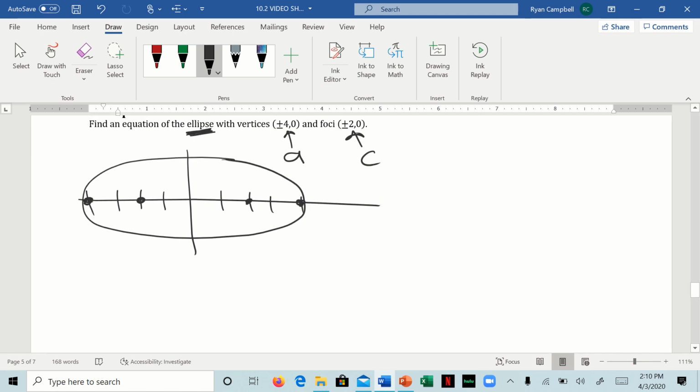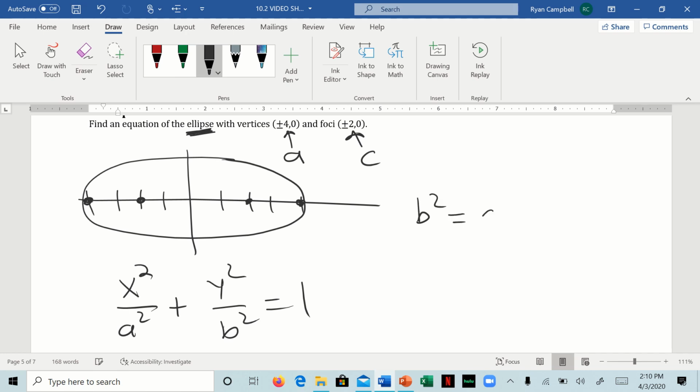And first thing we can do, right? We can already see that since A is under the X, right? X is the thing changing. We're going to see it's an X squared over A squared scenario. So now we just need to figure out what B squared is. So B squared, we said, is A squared minus C squared. The vertex is further away than the foci.